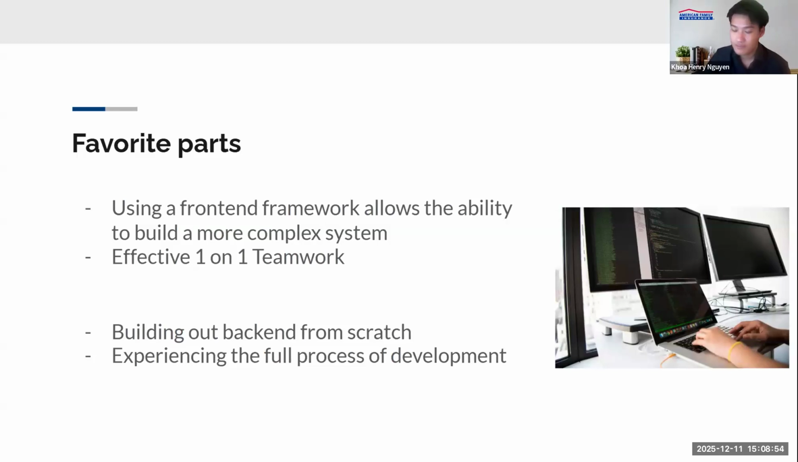My favorite part of the project was using a front-end framework, which allows the ability to build a more complex system. A front-end framework is just a modern tool that helps us build websites. I also really enjoy the one-on-one teamwork that Zach and I have. There was a time when I was working on something and some of the data was wrong, and Zach came up at midnight because I work at a weird time. And our communication, since it's one-on-one, was direct and effortless. So that was fun.